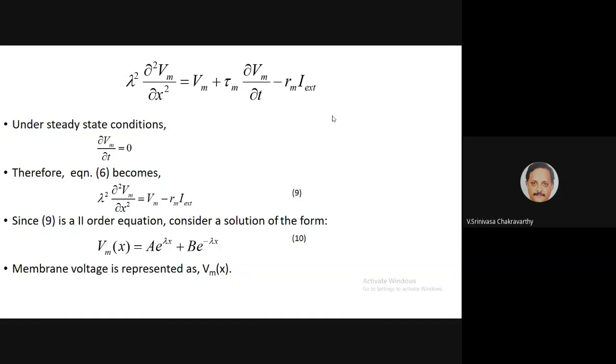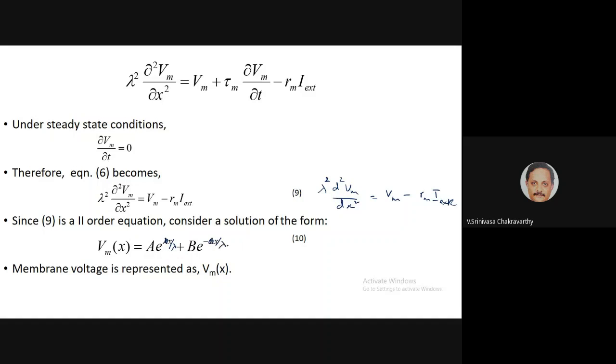Since it's a second order differential equation, in fact originally it is a partial differential equation, but now we got rid of the time variation. So you can even write this equation 9 in terms of normal derivatives: lambda squared d²Vm/dx² is equal to Vm minus Rm Ix. So it's a second order linear differential equation. The solution to that can be of the form this. Actually, there's a small mistake. It should be x by lambda.